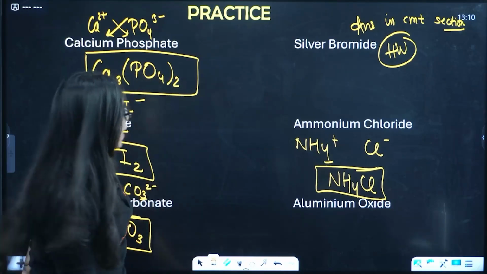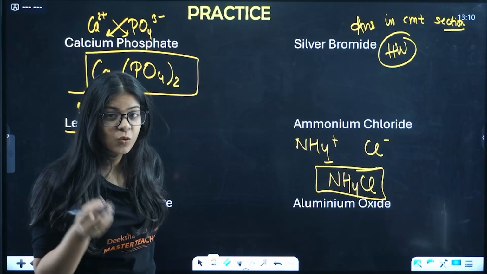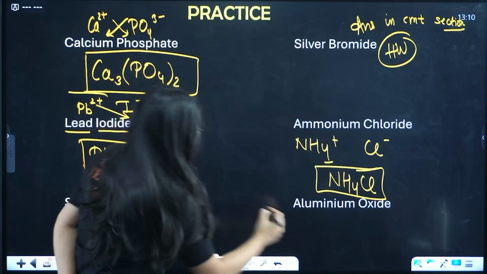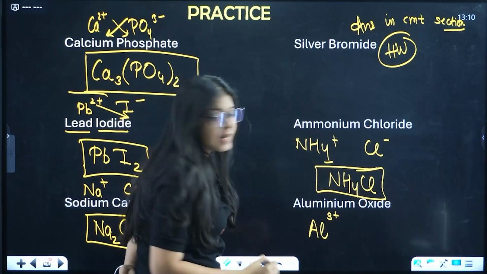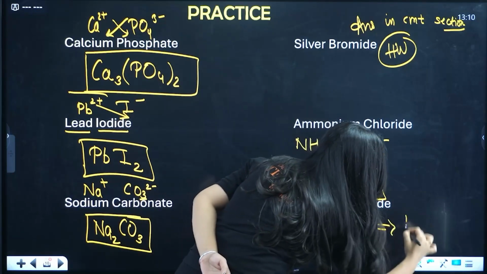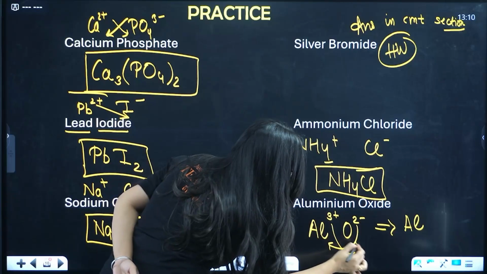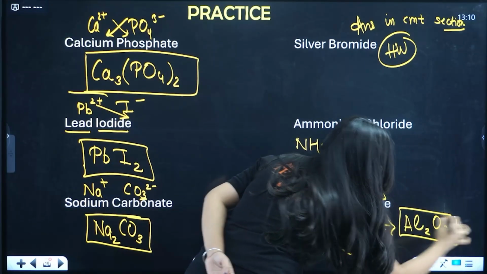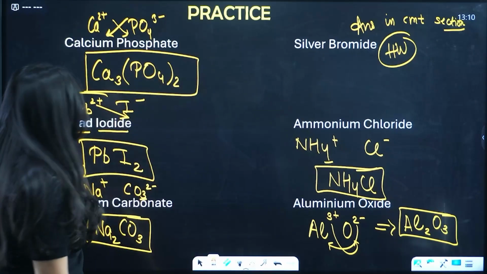Done? Okay, next we have aluminium oxide. What is the valency of aluminium? +1, +2, +3? Think about it. It's +3. So aluminium is +3, right? Then oxide is 2 negative. So the final compound becomes Al. This 2 goes in the foot of aluminium, 3 goes in the foot of O. So this becomes Al₂O₃. Understood? Easy.